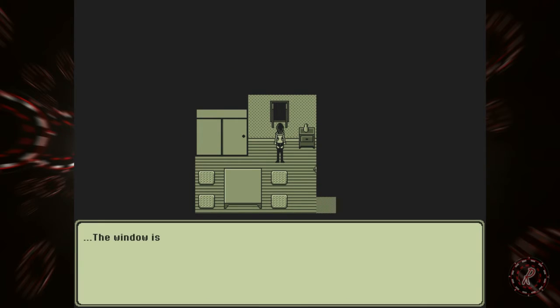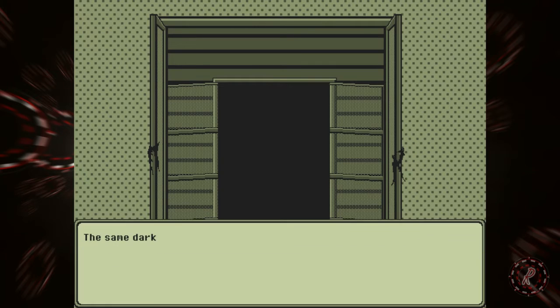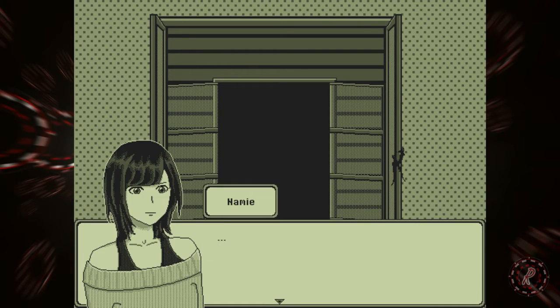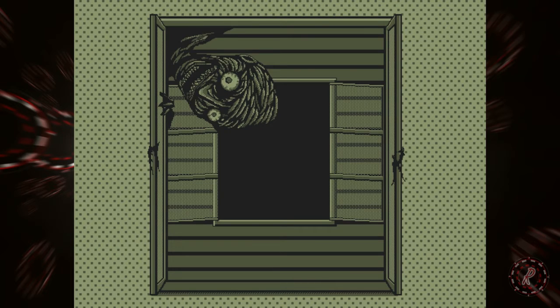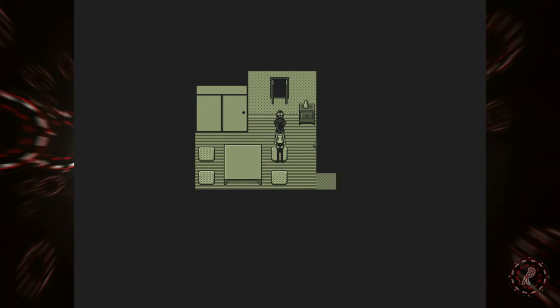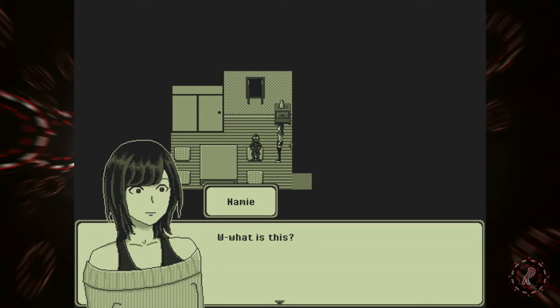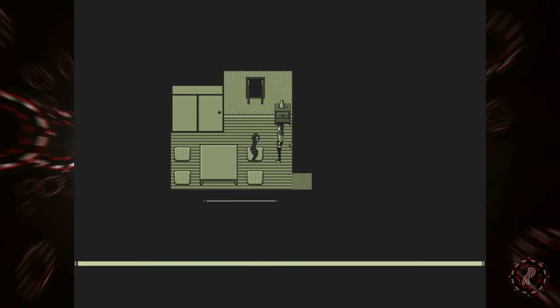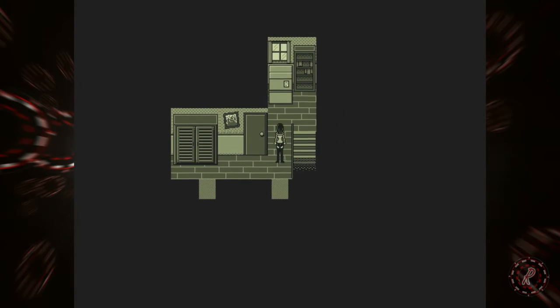Oh my god, the fucking window again! Same dark substance is stuck to the lock. There are no footprints inside, however. The other window is open as well. What the hell? What is this? I need to run! Okay.